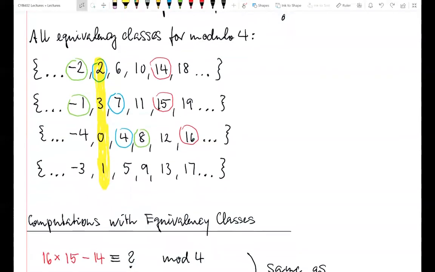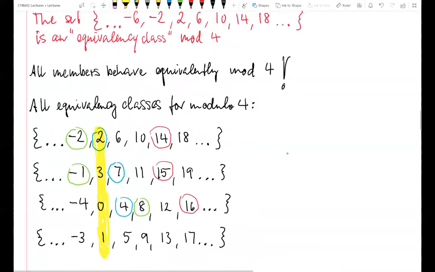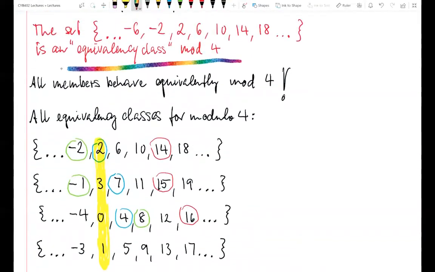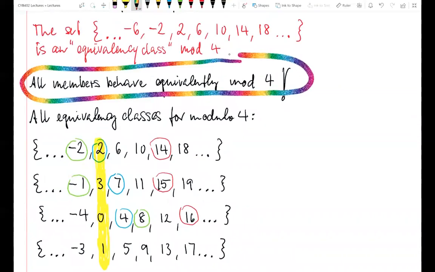So here you see all 4 equivalency classes. And we indicate with dots that the number of elements stretches to infinity, to the left and to the right, into negativity and into infinitely positive numbers. So now comes the real surprising thing. What we said is all members behave equivalently concerning modulo 4.